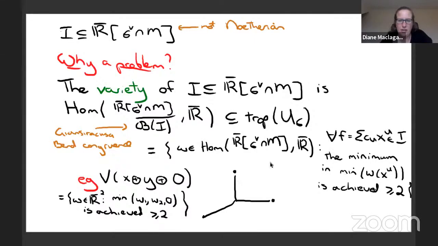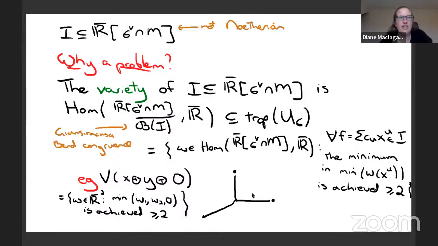F tropicalizes to: we want the minimum of W1, W2, and 0, and we want that minimum to be achieved at least twice. So this is when W1 is 0 less than or equal to W2, 0 is less than or equal to W1, W1 is 0 less than or equal to W2, and W1 equals W2 less than or equal to 0. So this is our example.